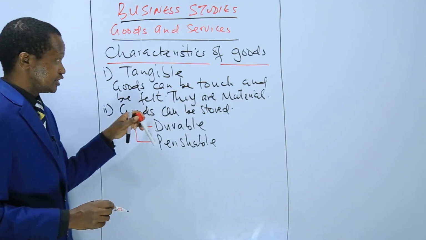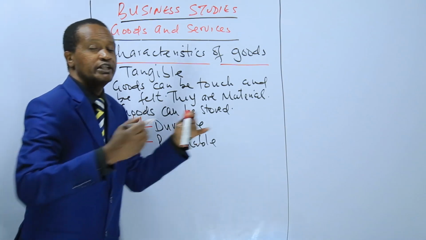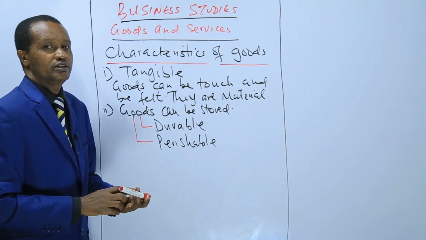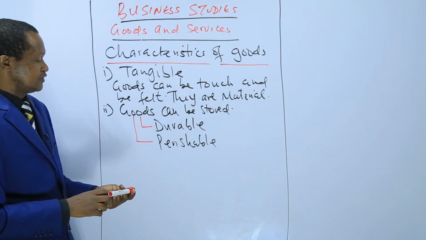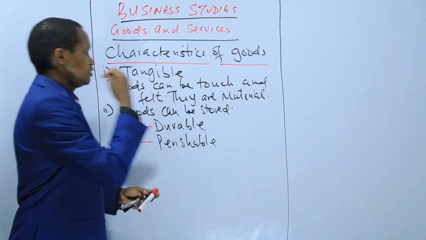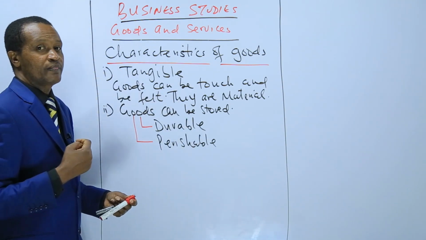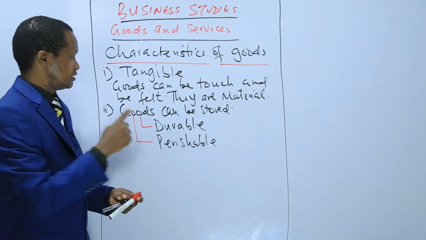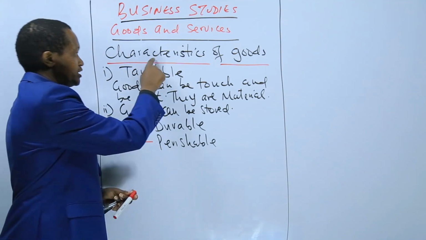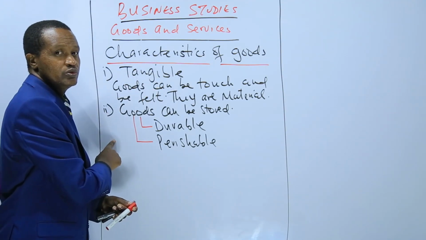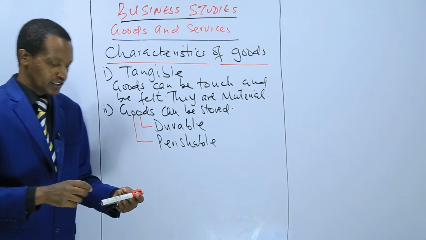But generally, goods can be stored. This is a feature, but you cannot store a service. Okay? You cannot store a service, but you can store goods. Characteristic number 2.